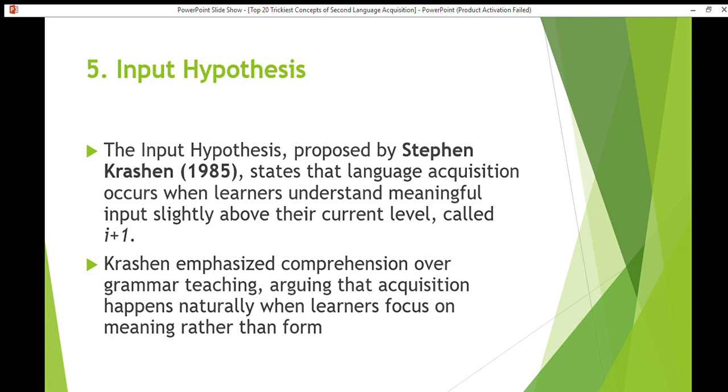This idea says that learners learn a language when they understand what they hear or read. The language should be a little difficult but still understandable. It is like watching English cartoons with simple language, which helps beginners learn English naturally.